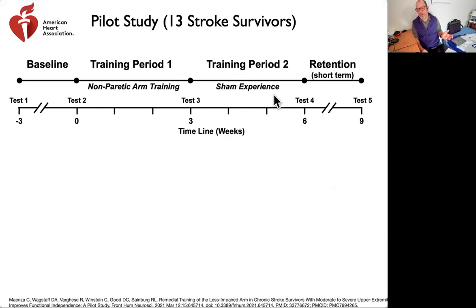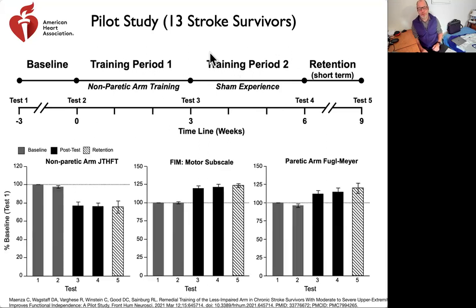The reason we have a sham experience is that we were going to have a crossover study, but COVID happened. But essentially, we could get the non-paretic arm functioning 20% better, and that hung out for about 6 weeks, 3 weeks after our sham experience. The functional dependence measure, a patient self-report of how much better you can do everyday things for yourself, also got better. That's usually really resistant to intervention.